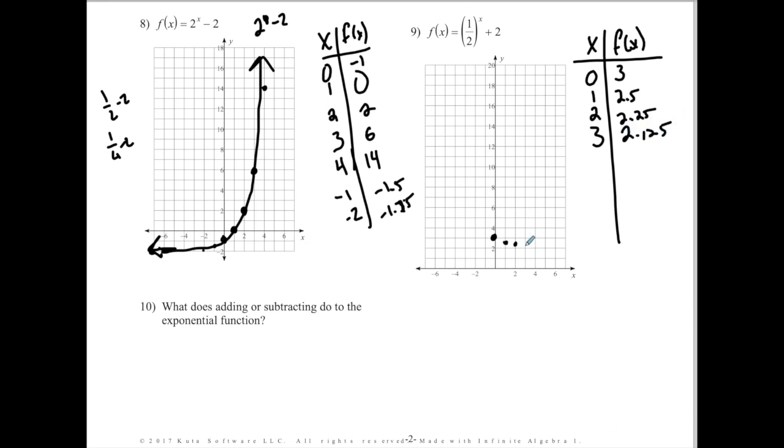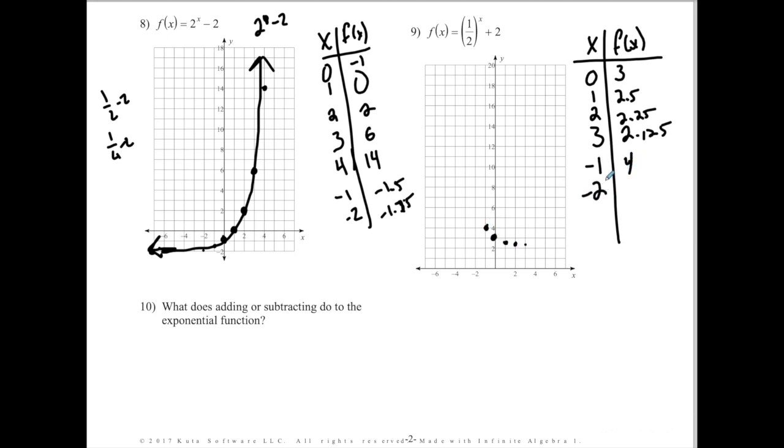So you can see what's happening. We're getting closer and closer to 2. I'm going to stop at this point because it doesn't make sense to keep going on that direction. So I'll go in the other direction. Negative 1, a half to the negative 1. Remember, the half flips and becomes a 2. Plus 2 is 4.